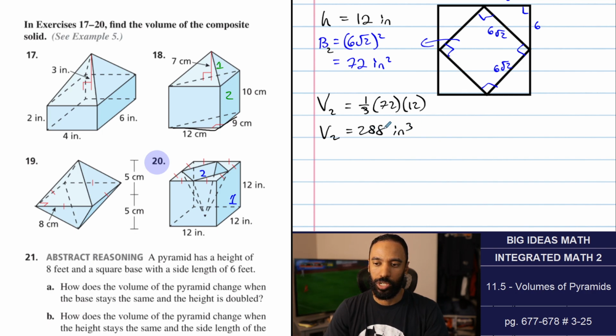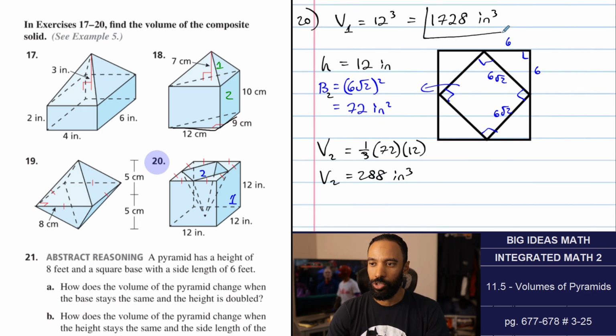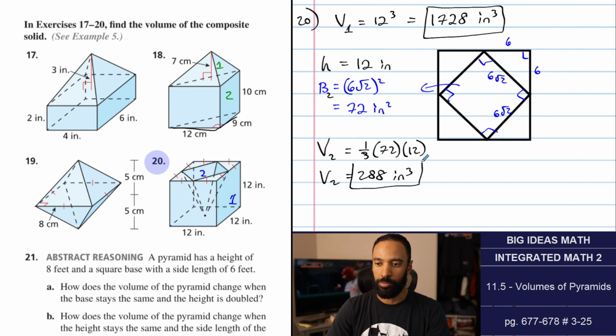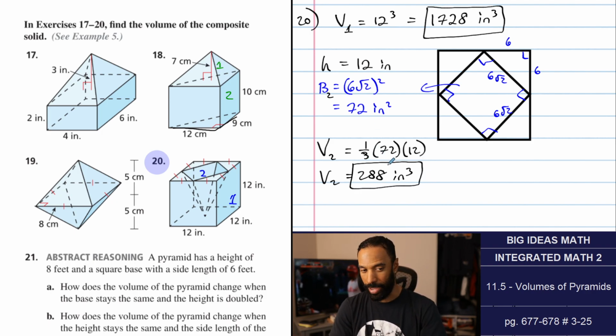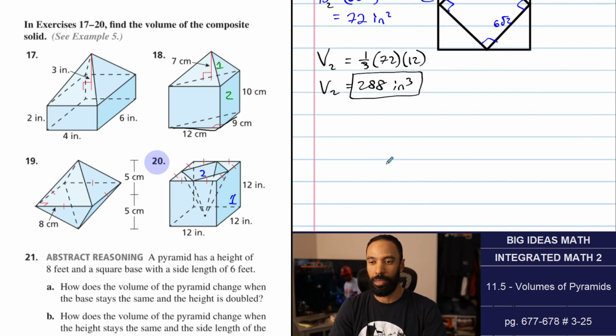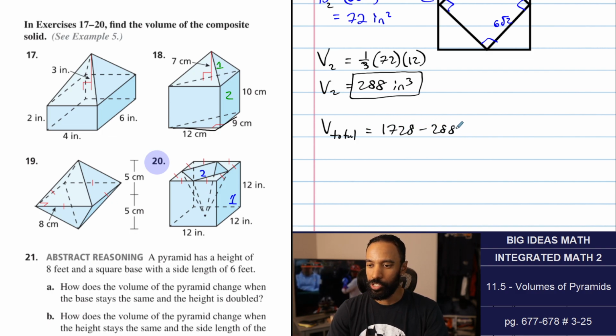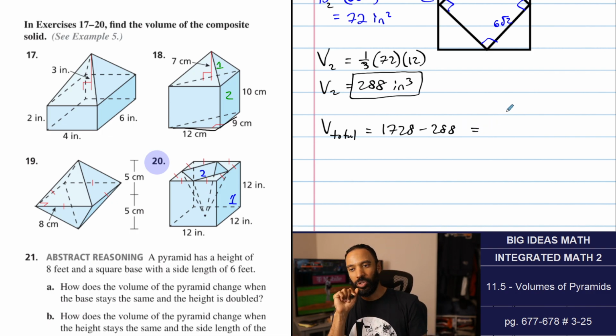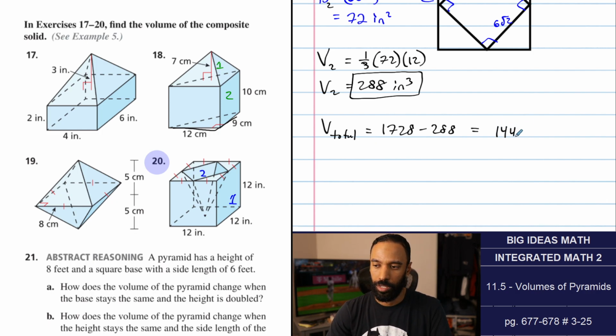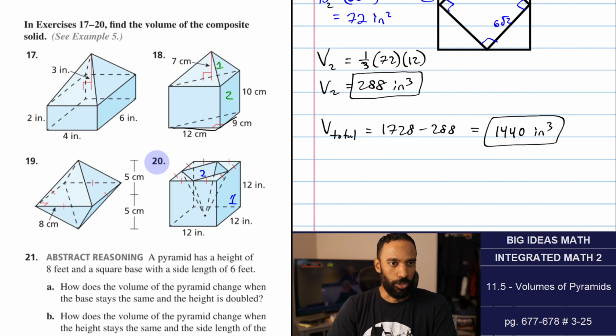288 cubic inches. So we have the volume of object 1, the volume of object 2, and we are going to not add them, but subtract them. So 1728 minus 288. Well, it ends in a 0, whatever that is. I don't want to be wrong, but it looks to be 1440. Ugh, I don't want to be wrong. I'm going to check that. 1440 cubic inches.